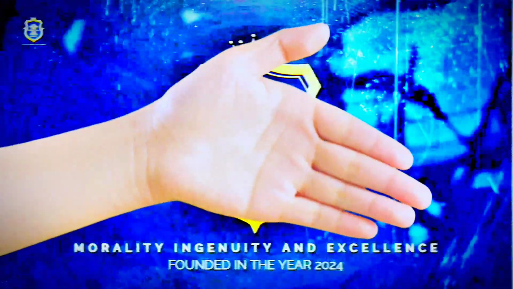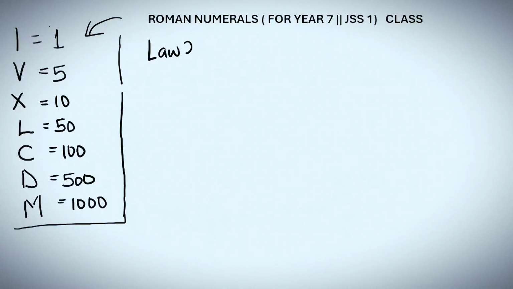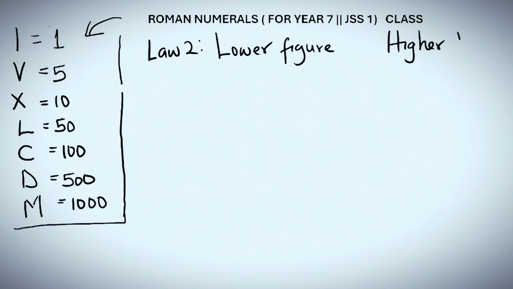Let's look at law number 2. Alright guys, law number 2 says if the lower figure comes first before the higher figure, what we do is to subtract the lower figure from the higher figure. Let me explain what this means.